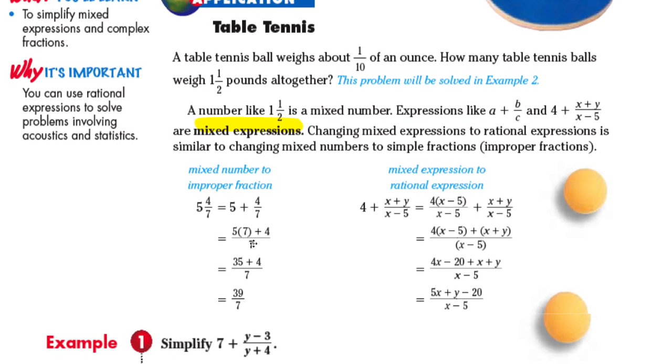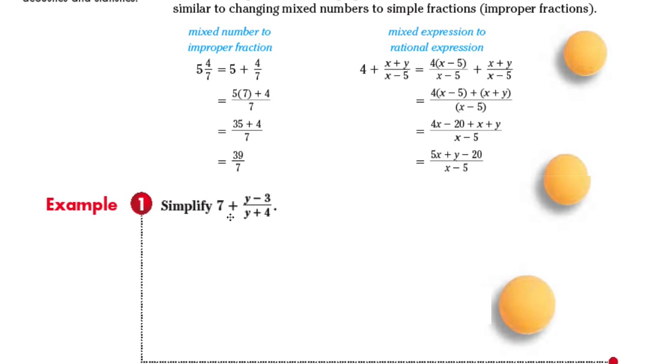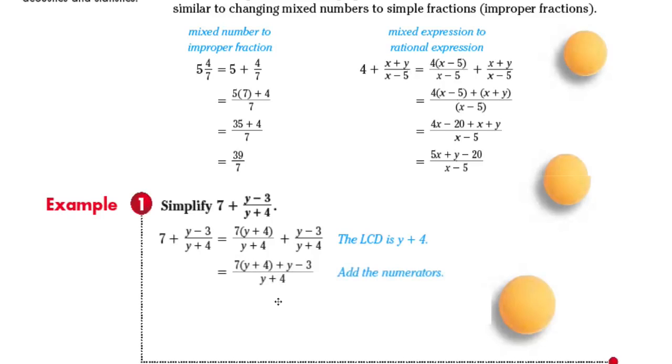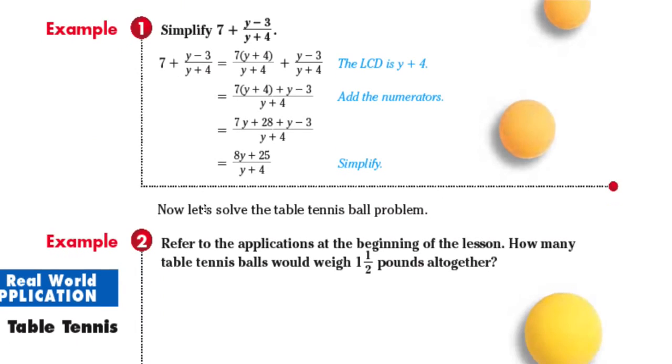Let's use that skill to answer example 1. We want to simplify 7 plus (y minus 3) all over y plus 4. Copy the problem, then multiply 7 by y plus 4, and then add y minus 3. Then we distribute the 7 and end up with 7y plus 28 plus y minus 3. Combine like terms, and you end up with 8y plus 25 all over y plus 4. That's how you simplify this particular mixed expression.